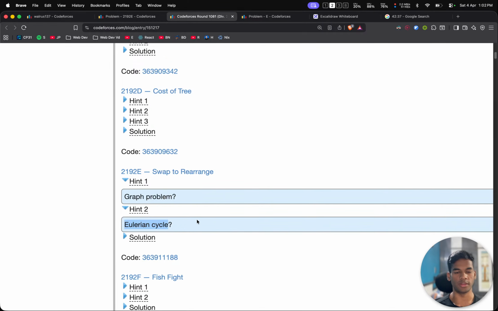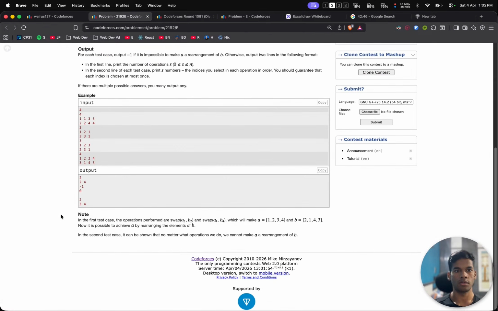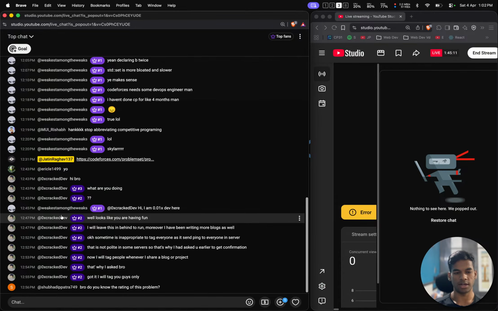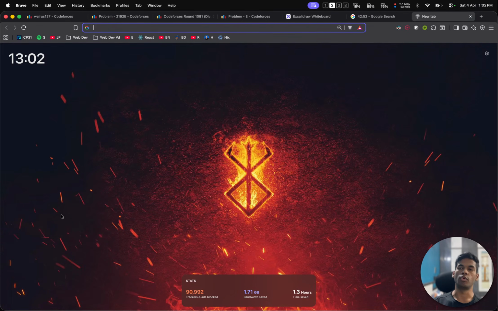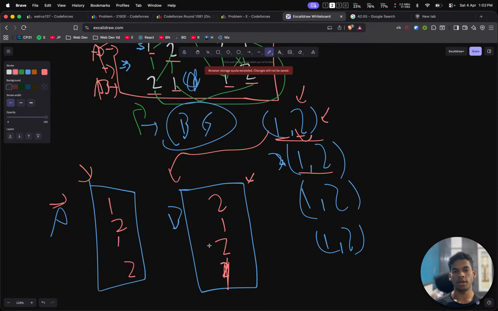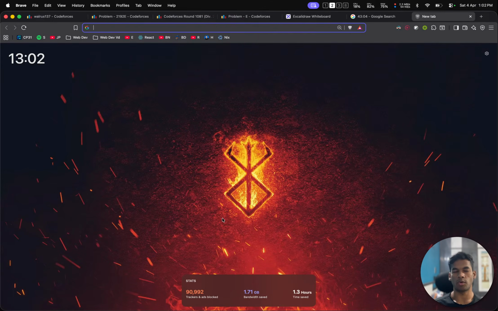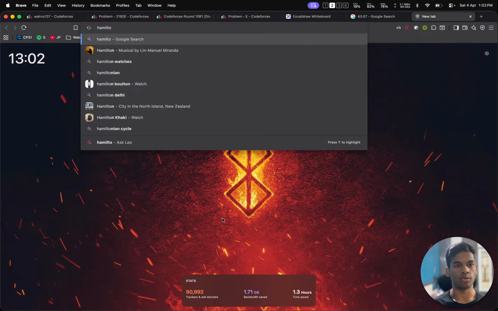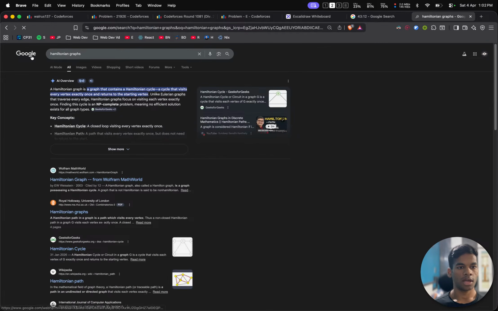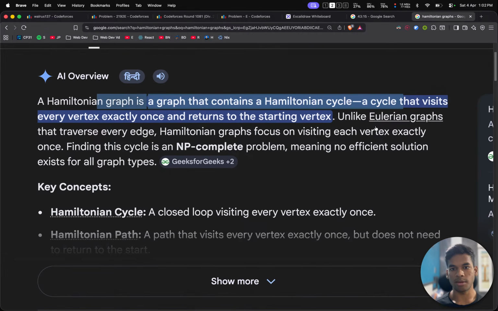Okay, shit, this is a new thing. I do not know about this. Eulerian cycle. Okay. So this is a graph problem, but a different kind of graph. There are Hamiltonian graphs. I guess Hamiltonian graphs are graphs where you can go from one node to another node. Okay, I don't know, I forgot. Hamiltonian graphs and Hamiltonian cycles. A graph that contains a Hamiltonian cycle. Okay, very helpful. Unlike Eulerian graphs.